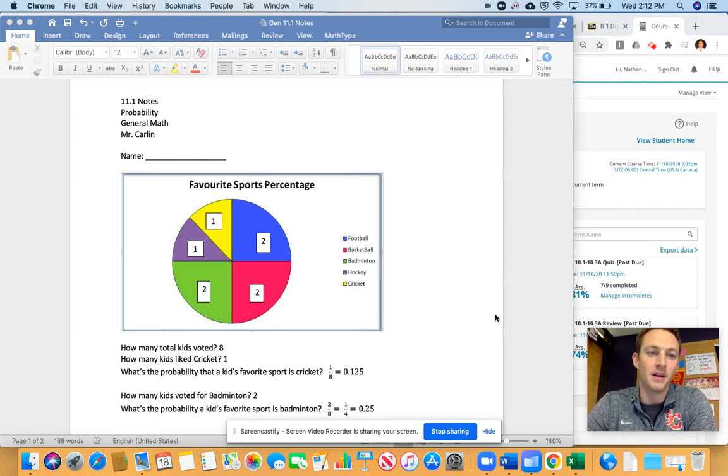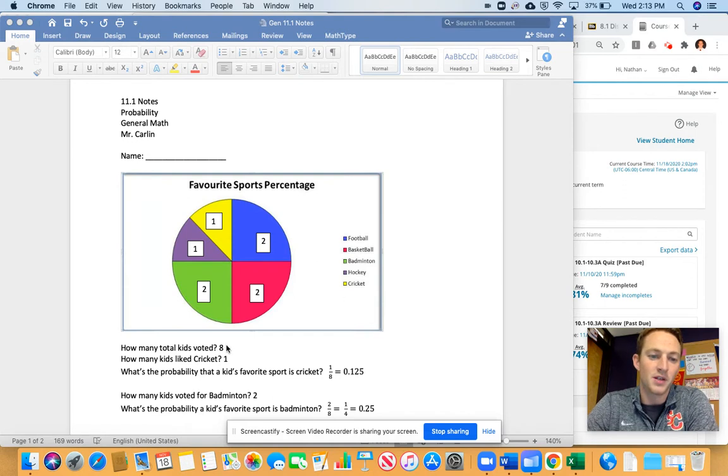All right, general math. We are starting chapter 11 today. Probabilities. So here we have a pie chart. Kind of looks like a pie. You can think of it as like pizza slices. And here we have sports. Football's in blue, basketball's in red, badminton is green, hockey's purple, and cricket is yellow.